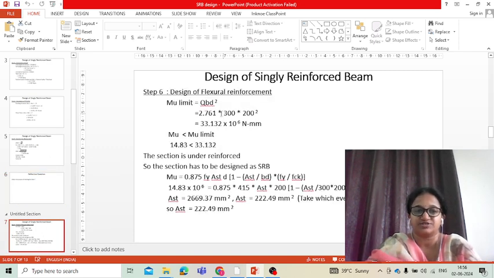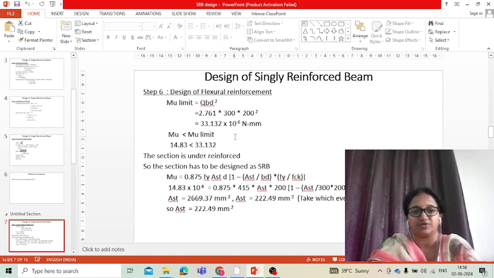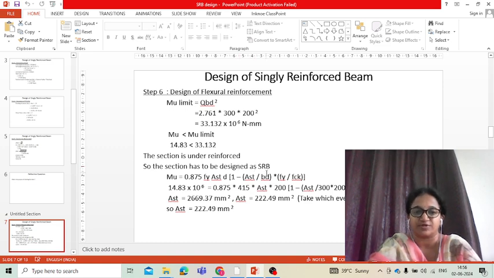Now coming to the next step, step 6, design of flexural reinforcement. Here we have to compare Mu with Mu limit. With that we can justify whether the section is under reinforced or over reinforced. To calculate the Mu limit, the formula is Q b d square. With that I got Mu is less than Mu limit. Hence the section is under reinforced, so the section has to be designed as a singly reinforced beam.